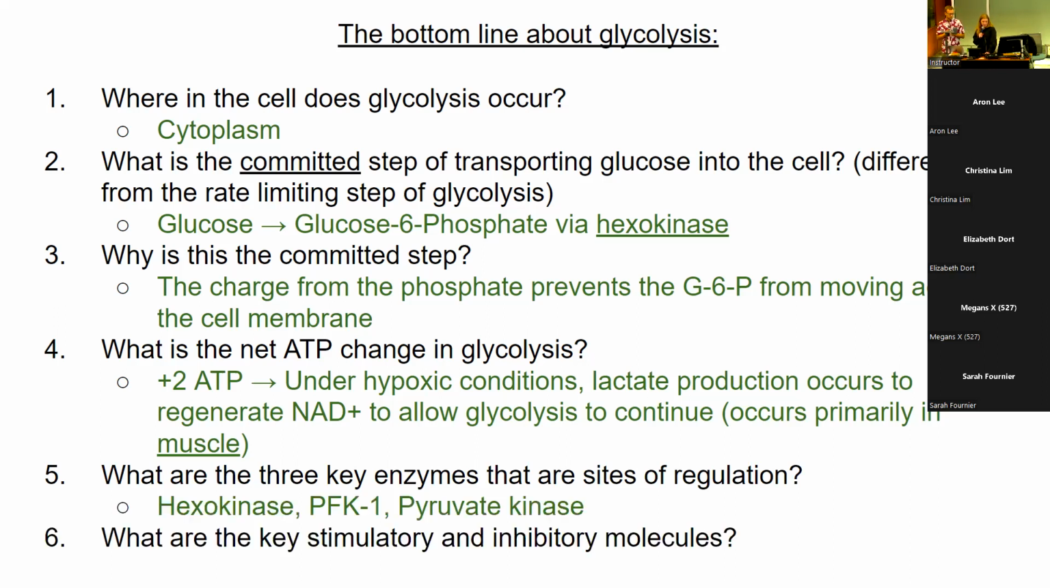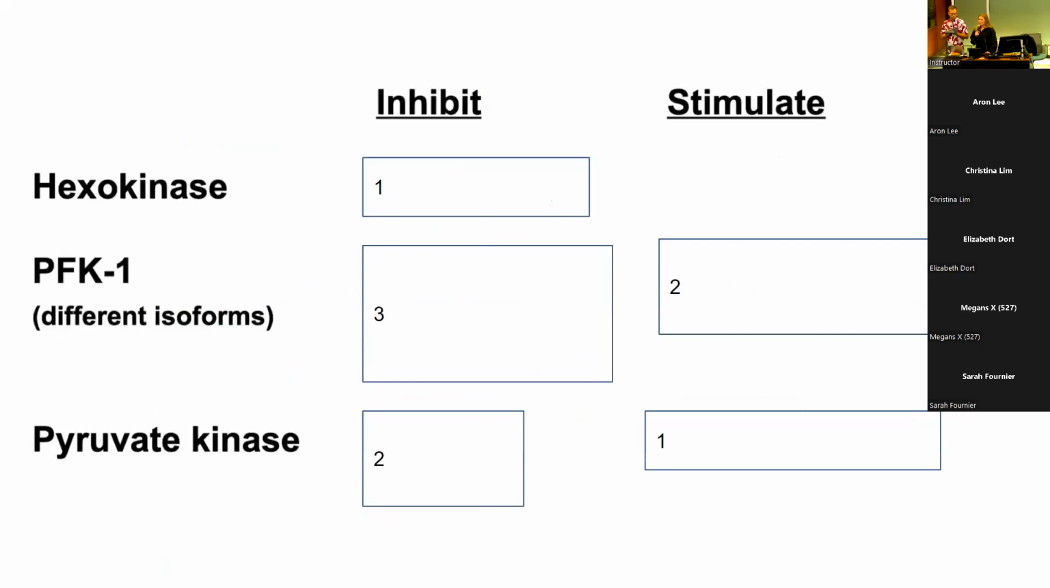Then we're going to go through key stimulatory and inhibitory molecules. This is also very high yield. I would understand how different substrates will either activate or inhibit enzymes and pathways in general. So first, let's go with hexokinase. The number next to it, like the 1, 3, 2, is how many things there are. Does anyone know what will inhibit hexokinase?